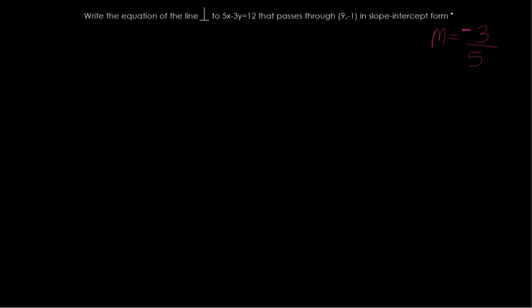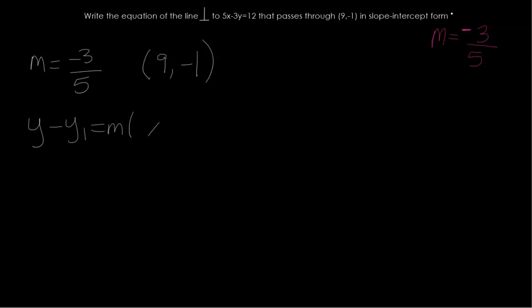I'm not done yet. I need to write an equation of a line that will have this slope, negative 3/5, and I have a point. What is the point? (9, -1). So if I have a slope and I have a point, how about we use point-slope form? Okay, so let's do that. What is point-slope form? y minus y1 equals m times (x minus x1), where (x1, y1) is a point. Well, I have that point, so let's plug it in.